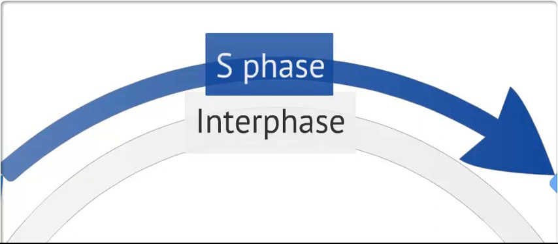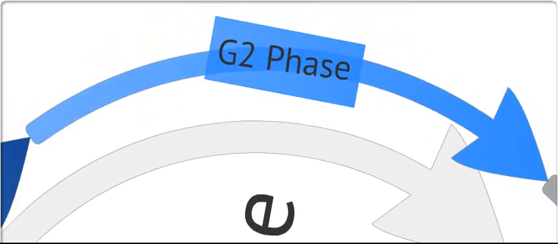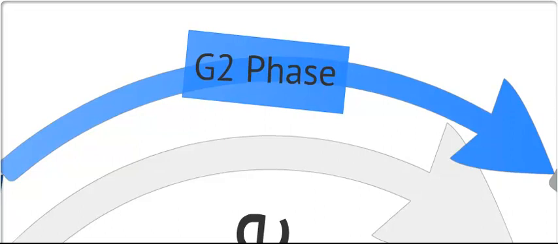After the DNA has been copied, there is another period of growth known as the G2 phase. During this phase, there is additional growth in size and protein content of the cell as it prepares to undergo cell division.